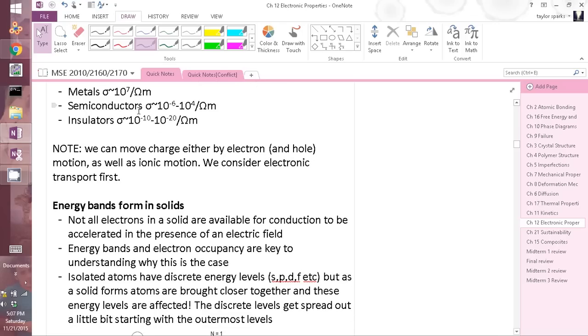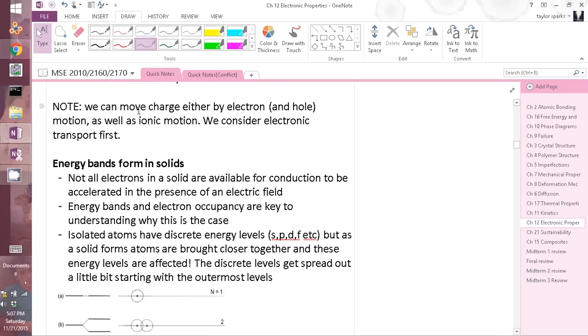Now, let's note, we can move charge through a material. We can have electrical transport by either moving electrons or by moving holes. Holes are simply the absence of an electron, and we'll describe that better in just a moment. Or you can even have ions moving through the lattice, as we described in a previous chapter. So let's consider electronic transport first.